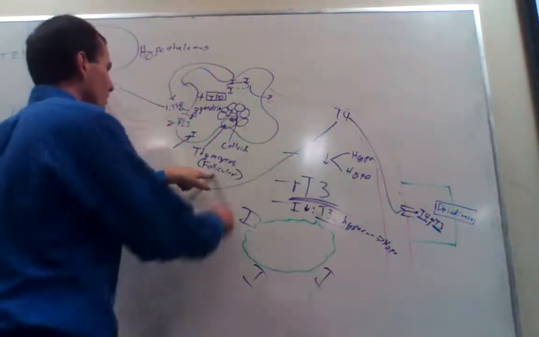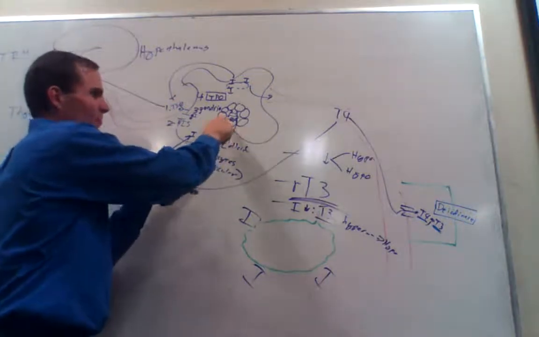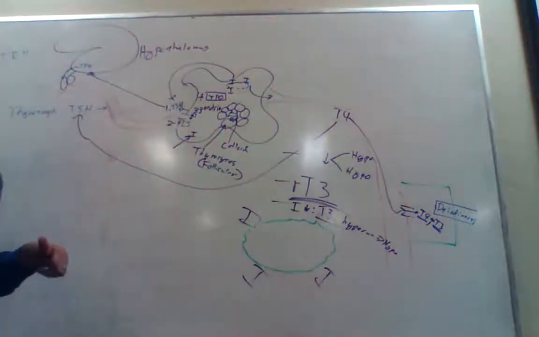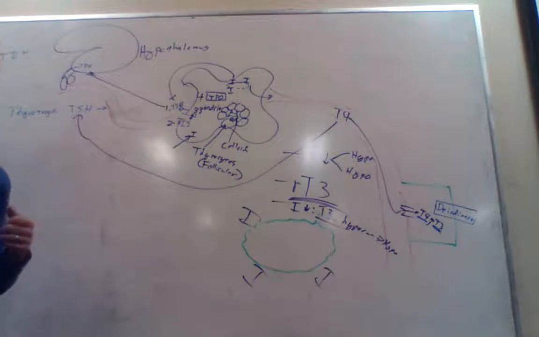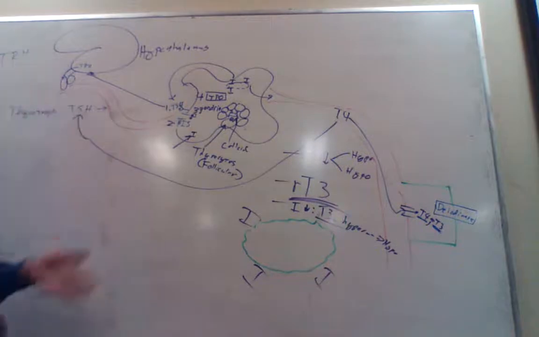Follicular cells is just another name for these cells that make the thyroid hormone. They are follicular cells. They are also called thyrocytes. Thyrocytes means any cell in the thyroid. Follicular cells means these ones in particular.